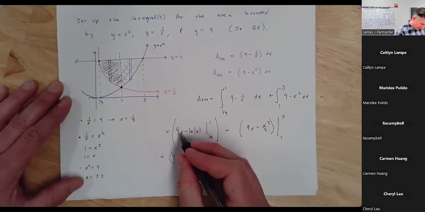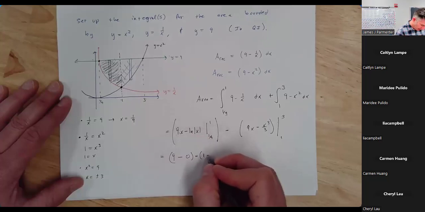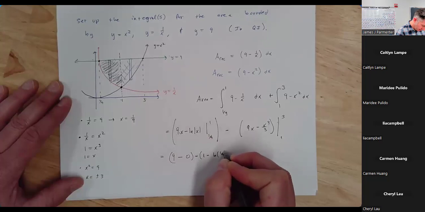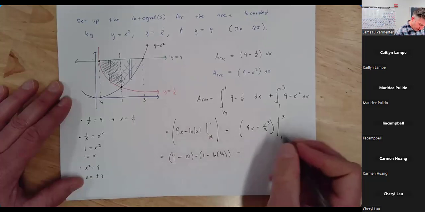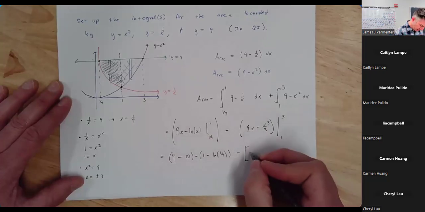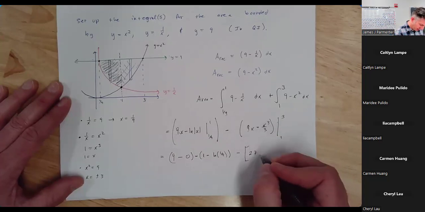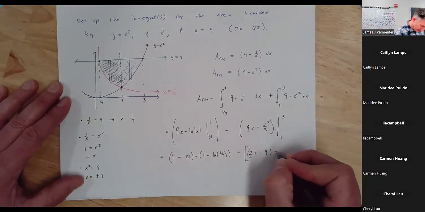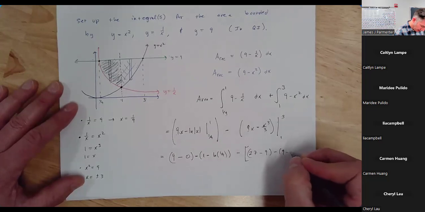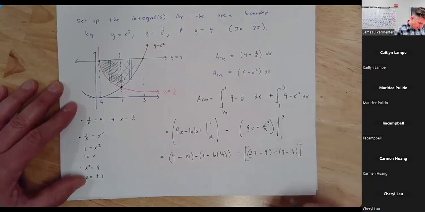Minus, plug in here, 9 times 1/9 is 1. Minus natural log of 1/9. Plus over here, we're going to get 9 times 3 is 27. Minus 3 cubed is also 27. 27 divided by 3 is 9. Minus, plug in 1, you get 9 minus 1/3. I don't really care to simplify that.